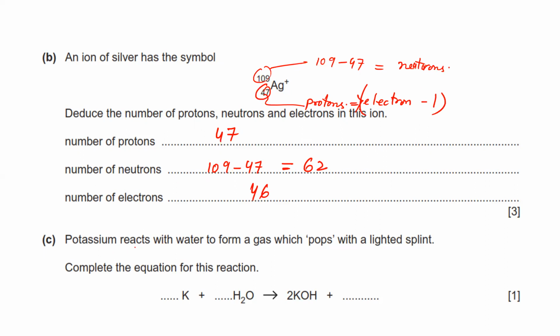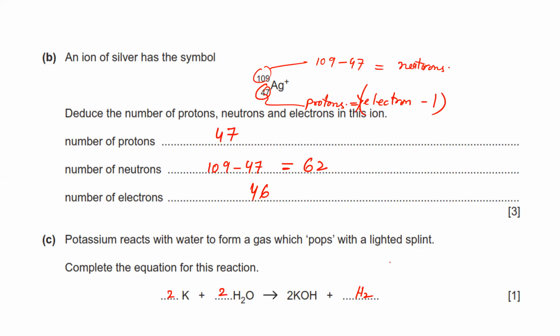Potassium, part C now, reacts with water to form a gas which pops a lighted splint. So remember, a gas that pops a lighted splint is not oxygen. Oxygen rekindles it, not pops it. So the gas is actually hydrogen gas. So H2 will come here. Now we have to balance it. So H2 is here. 2K, K is 2. So let me write 2 here. H is 2, but H is 4, so it comes 2 here. 2O, 2O, K, 2, 2. So now this is balanced.